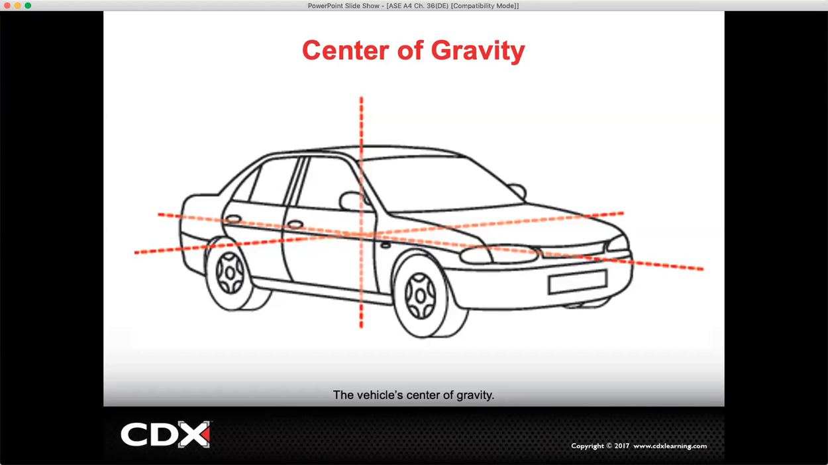The balance point of the entire vehicle, its actual position, depends on the location of the engine and transmission. Static weight distribution is changed laterally by centrifugal force when the vehicle is turning, and front to back during acceleration or braking.